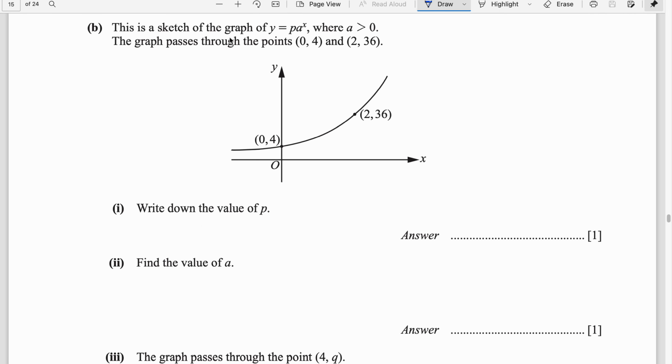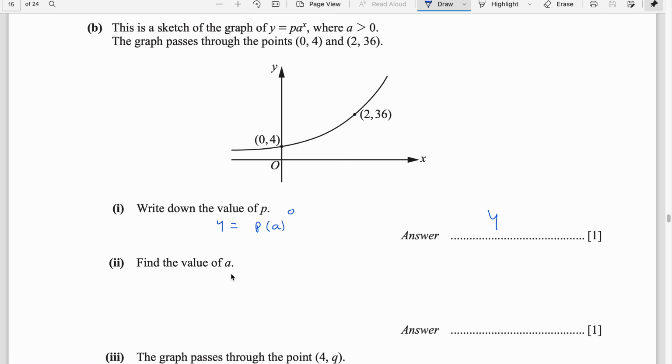This is a sketch of graph y is equal to p a raised to x, where a is greater than 0, positive. Write down the value of p. So it is given x 0 and y 4. So in place of y, this is 4 is equal to p a raised to power 0. Anything to the power 0 is 1. P is equal to 4.